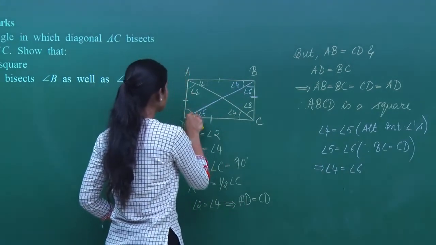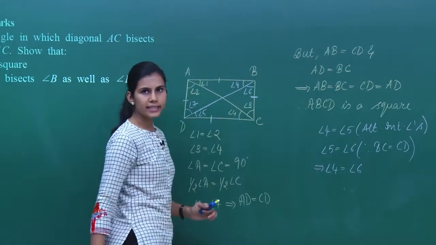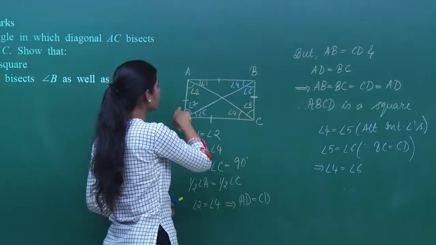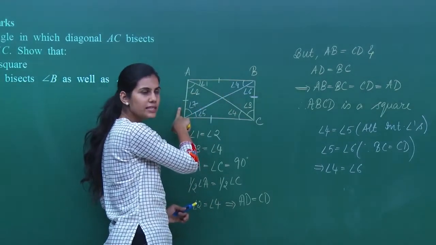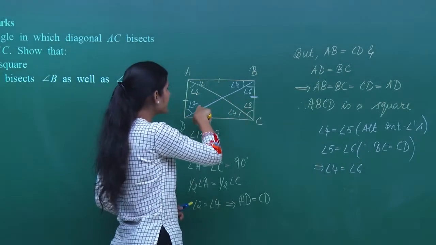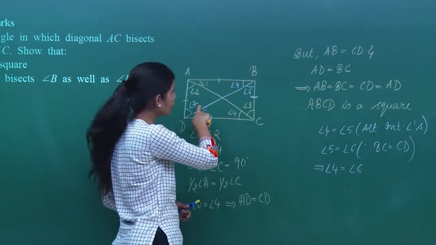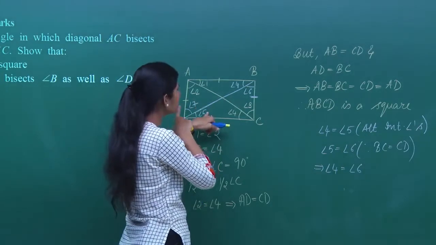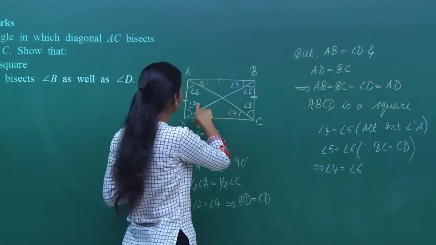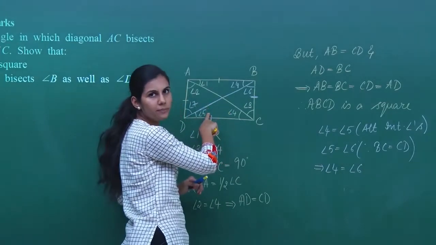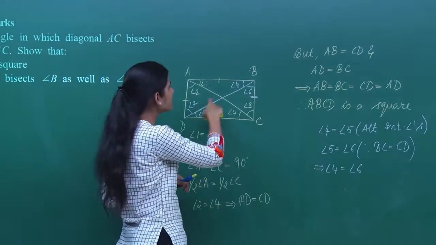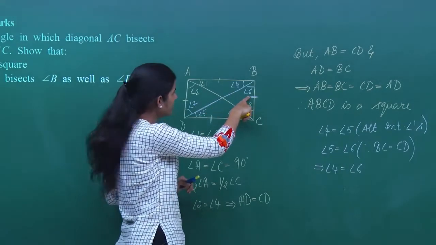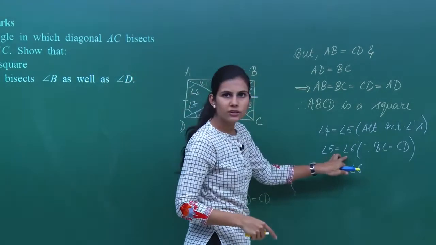Similarly, angle 6 is same as angle 7 because of alternate interior angles, right? But angle 7 is same as angle 4 because AB is same as AD, so angles opposite to equal sides are equal. So if angle 6 is same as angle 7, and angle 4 is same as angle 7, then angle 7 and angle 5 will be equal. Why? Because angle 7 is same as angle 6 and angle 6 is same as angle 5. Right? Angle 6 is same as angle 5, I concluded, right?